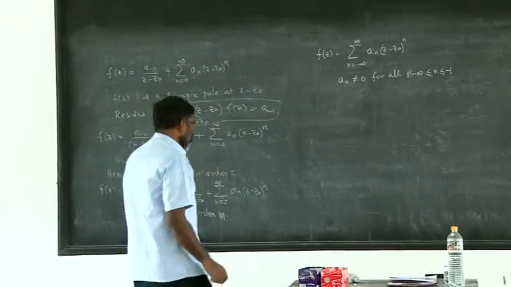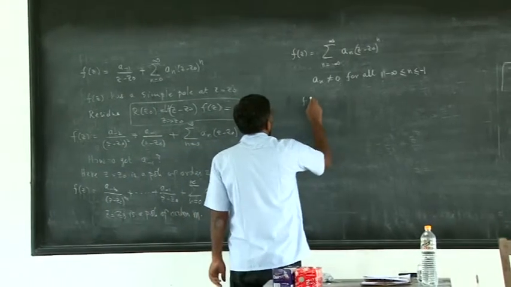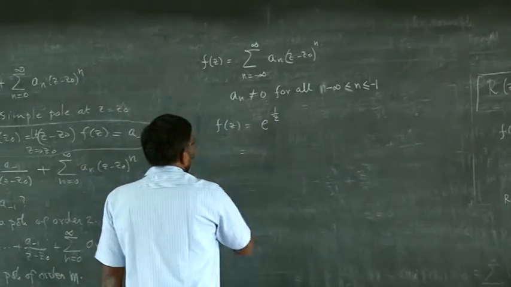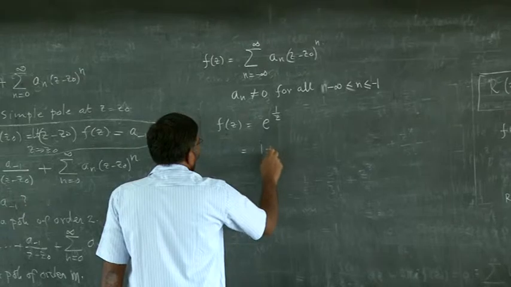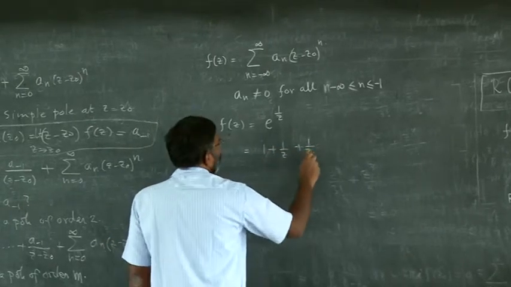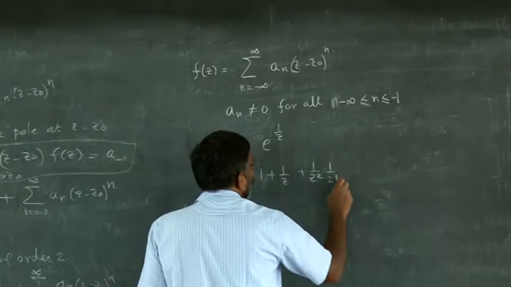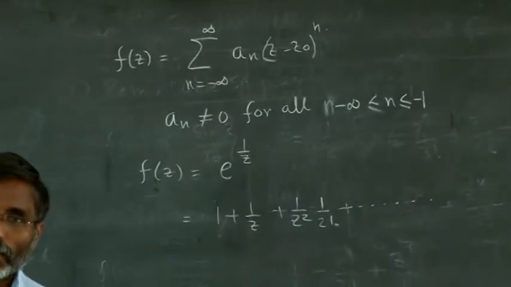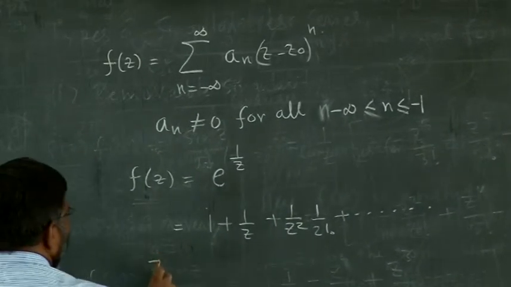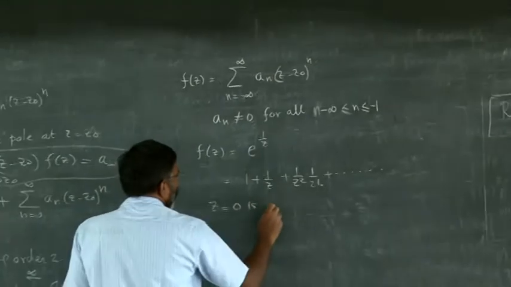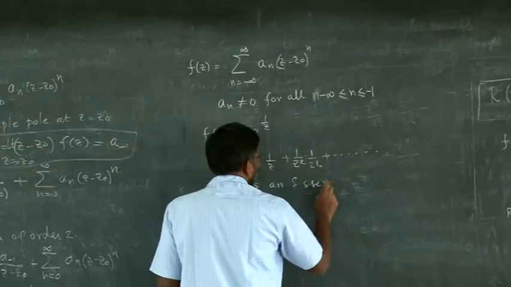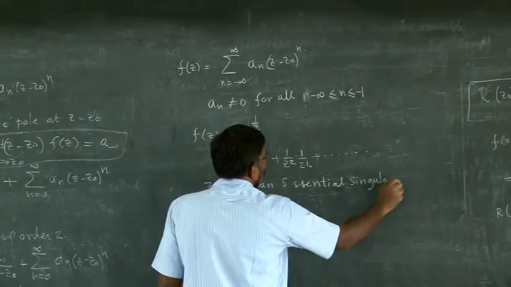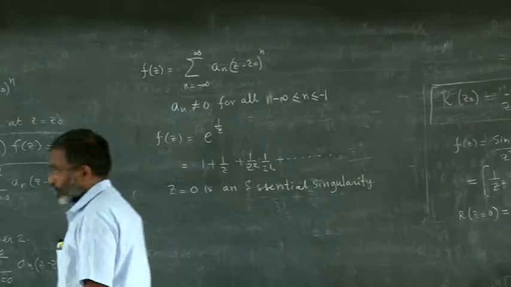Such singularities, for example, you have a function like e to the power 1 over z, which is nothing but 1 plus 1 by z plus 1 by z square into 1 by factorial 2, and all powers of 1 by z. So then you say that z equal to 0 is an essential singularity. It's an essential singularity.